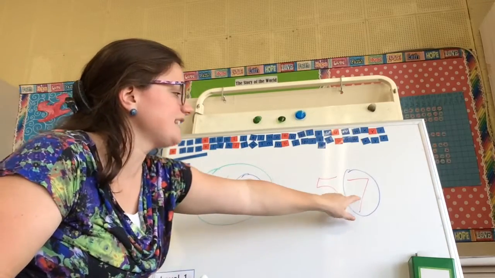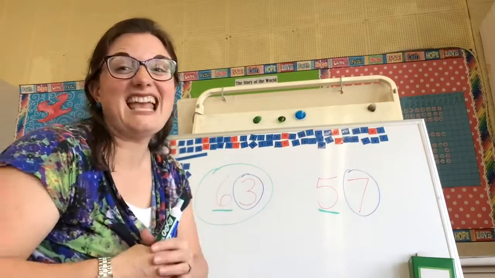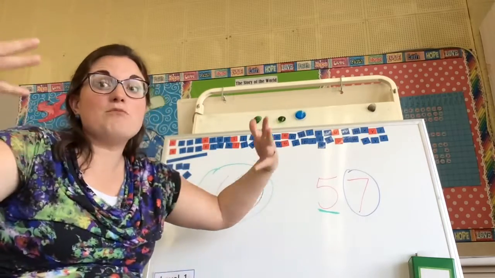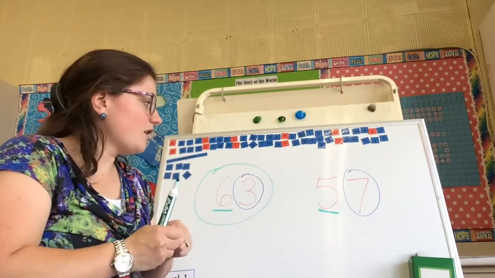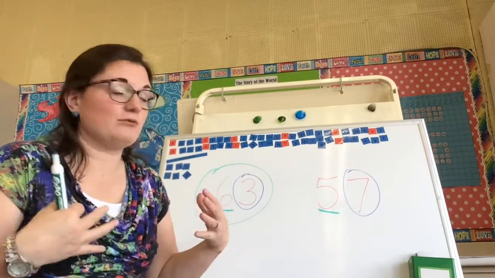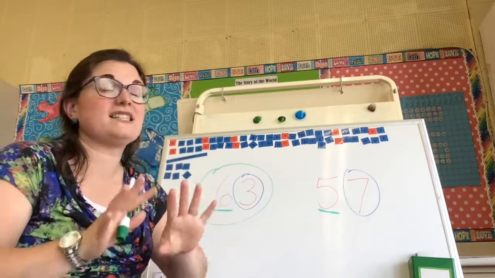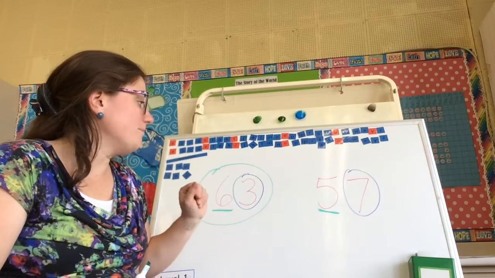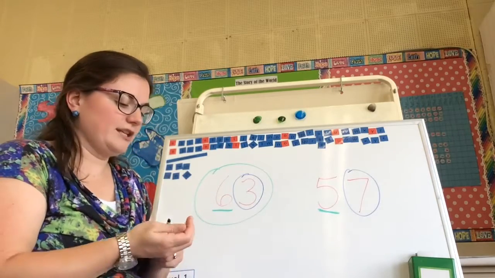Even though this has 7 ones and this only has 3, we look at the tens because it has a whole 10 more than this number. Okay? So it has another 10, right? This one only had 5 tens. This one has 6 tens. So it doesn't matter how many ones, it's going to be bigger. Okay? So we start in the tens and then we look at the ones.